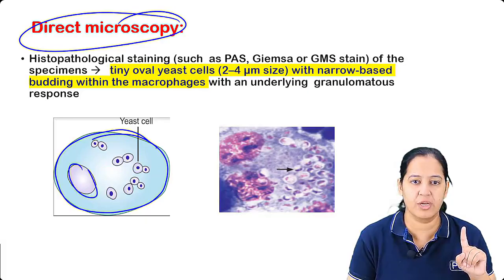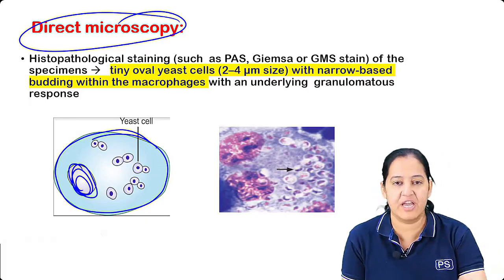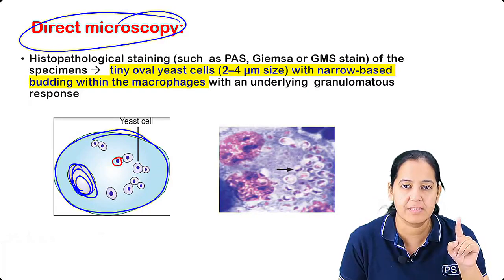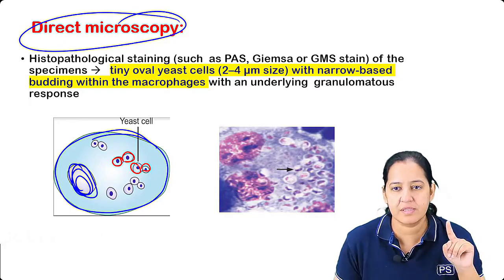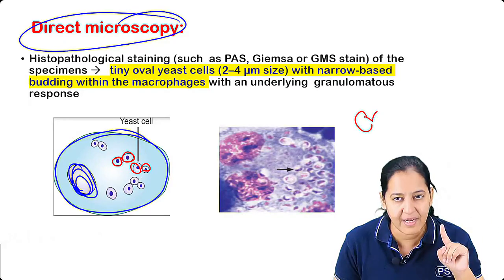This is the nucleus of the macrophage. Now inside the macrophage, can you see? This is histoplasma. This is histoplasma. It's budding. Here also it's budding. So this is histoplasma. It's budding. It forms a bud.